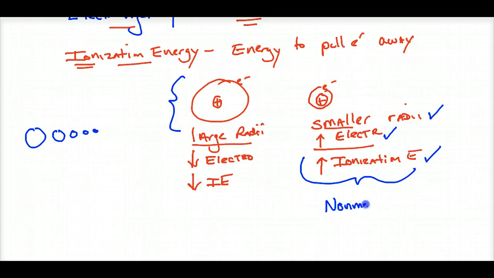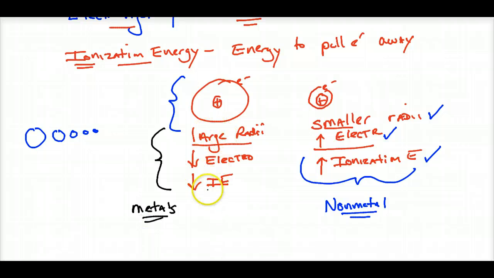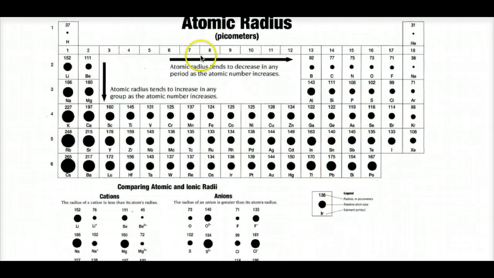A nonmetal really is defined by these three trends. And what we're describing here with a large radii are metals. Metals are defined by these parameters. So if you look at the periodic table, we're going to see how metals become nonmetals and vice versa. So here we have a beautiful chart that Flynn gave me, and look at their radius.